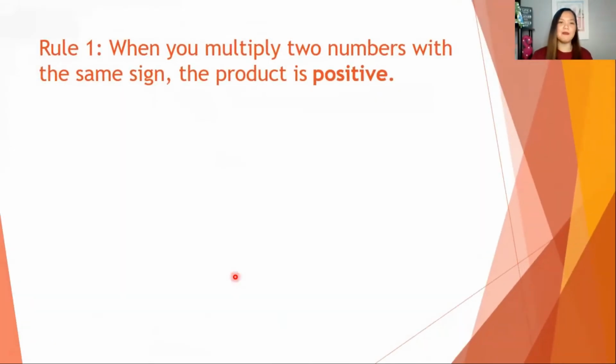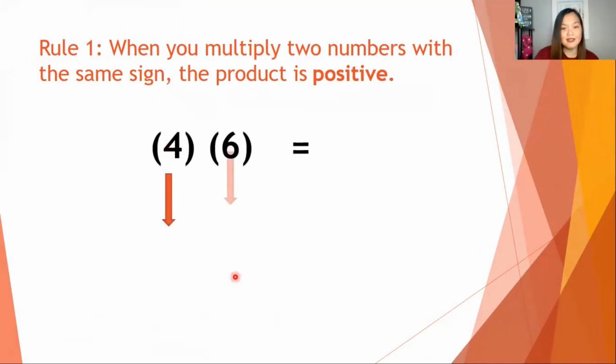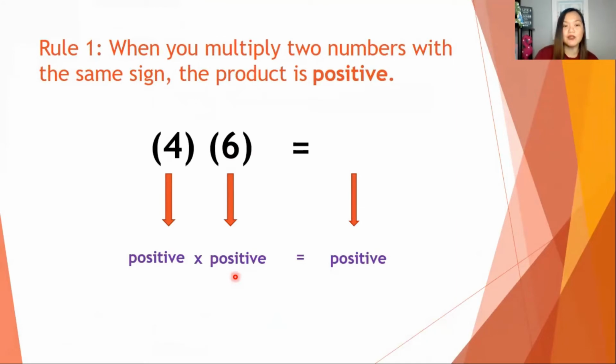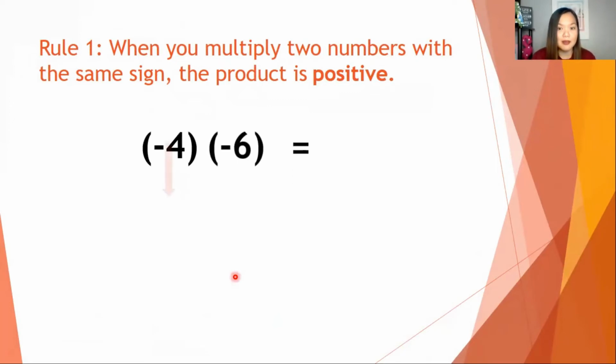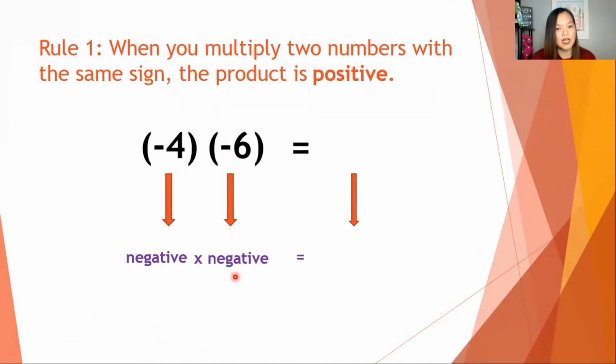Let's have an example for rule number 1. If you have 4 times 6, of course positive times positive, your answer is positive. They are the same. So, 4 times 6, you have 24. Also, applying again rule number 1, negative 4 times negative 6, they are both negative. So, the answer is positive. They are the same.